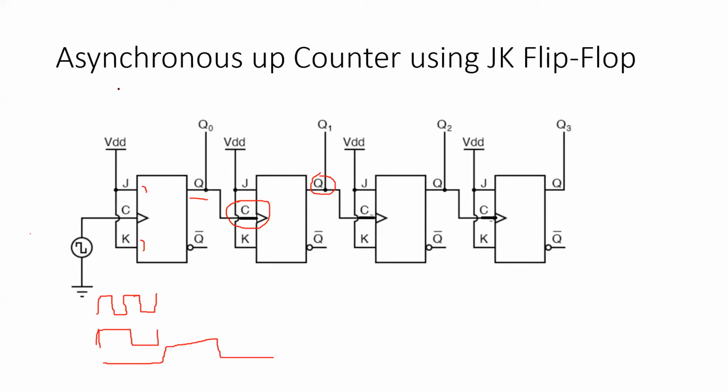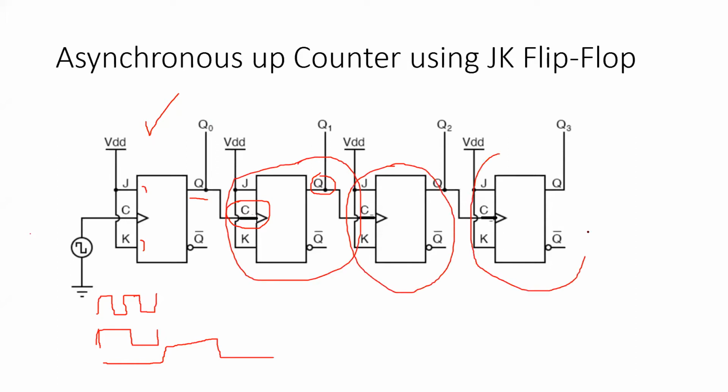Again, we have to create a structural type of modeling style. So how can we do it? Simply, I can write a code for the JK flip-flop and save it in one file. Then in a counter I will call that particular JK flip-flop file 4 number of times to implement the complete functionality of a counter.